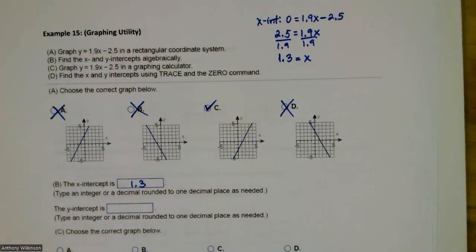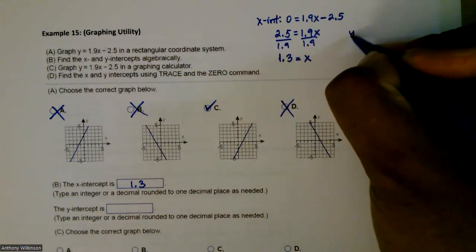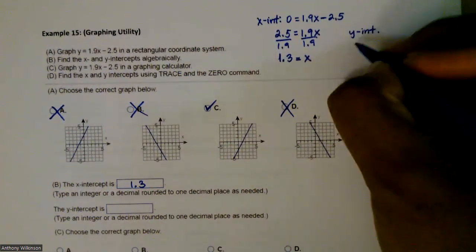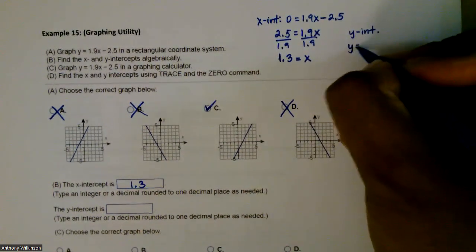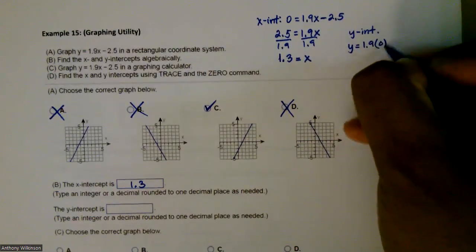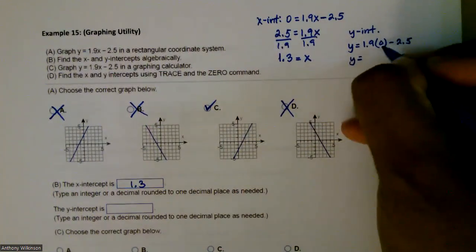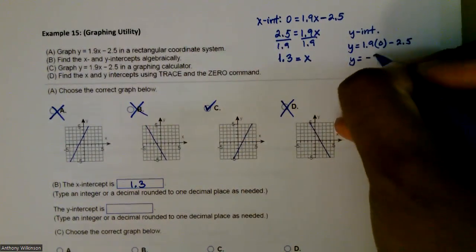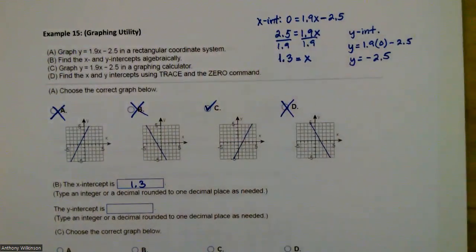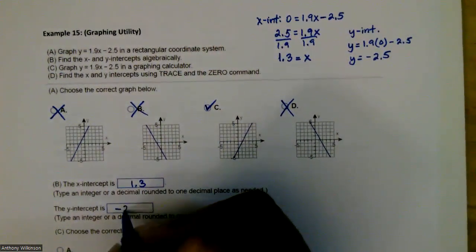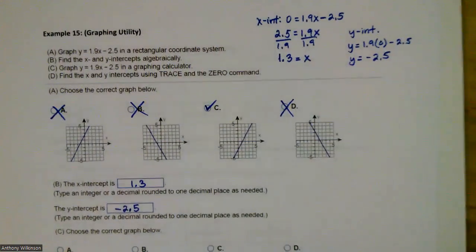Now for the y-intercept, we let x equal 0 and solve for y. This should be easy. So here y is equal to 1.9 times 0 minus 2.5. Well, 1.9 times 0 is 0. 0 minus 2.5 would be negative 2.5. So my y-intercept is negative 2.5. So that's part B right there.